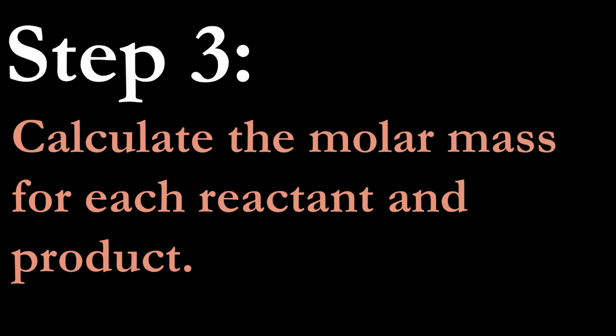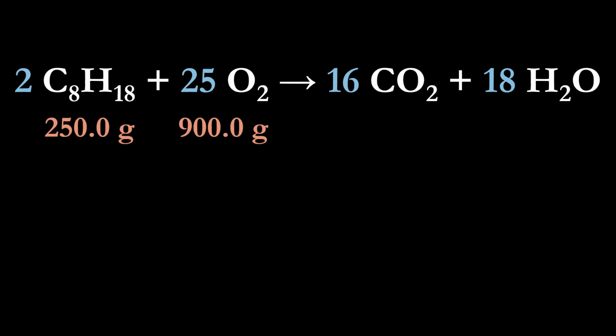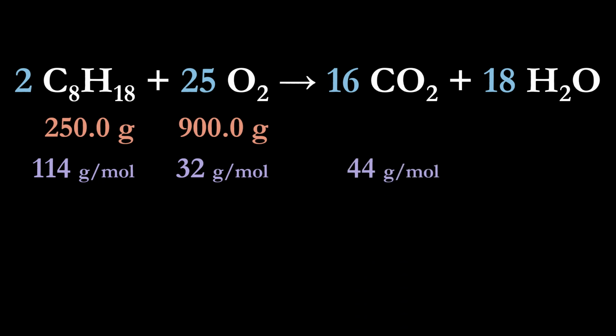In step 3, we're going to need the molar masses of each reactant and each product, and we're going to write those under the reaction as well. For this example, I'm going to round the molar masses to the nearest whole number. So for octane, we find that it weighs 114 grams per 1 mole. Oxygen is 32 grams per mole. Carbon dioxide is 44 grams per mole. And water is 18 grams per mole.